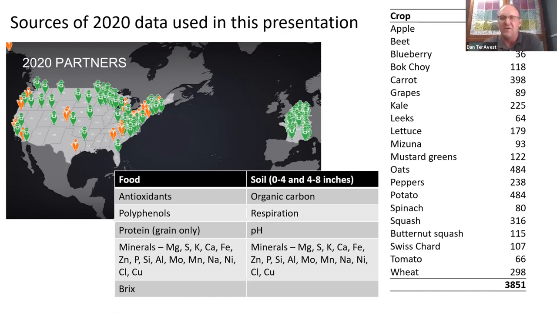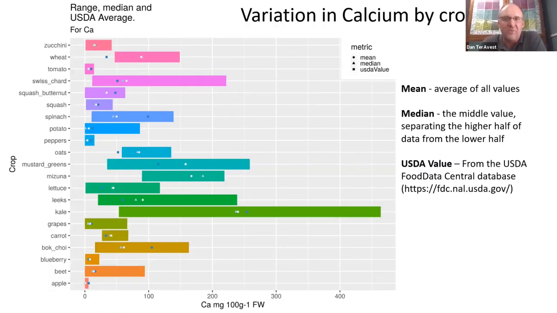And so here is a range plot for the variation of just calcium. We have like 18 things that we're measuring. This is just calcium, and I want to take you through this a minute and explain it. So if everyone pays attention to this Swiss chard plot, this is the range.